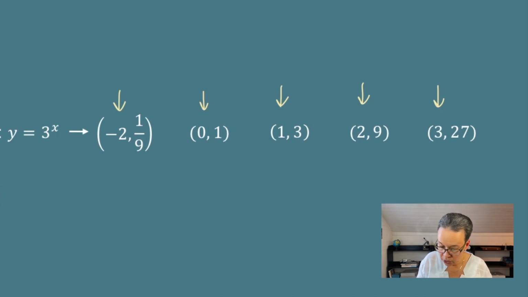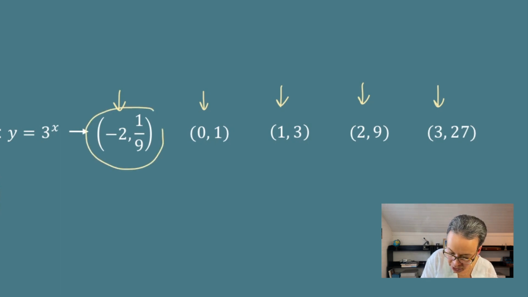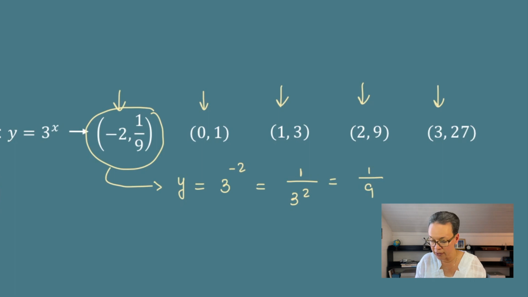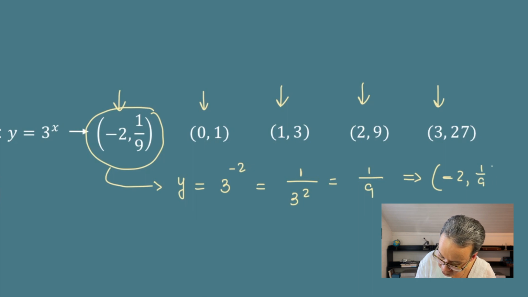I want to show you exactly how I got this point right here. I'm going to do this on the side. So for example, x is -2. That means that y will be 3 to the -2. 3 to the -2 is 1 over 3 squared, which is equal to 1 over 9. And very quickly, I now know that -2, 1 over 9 is a point on the parent function.